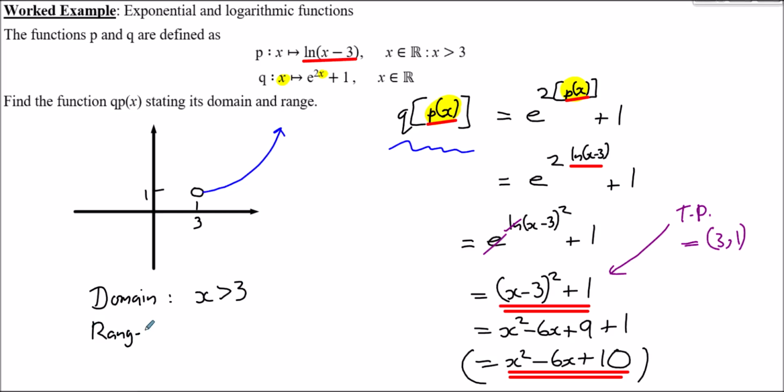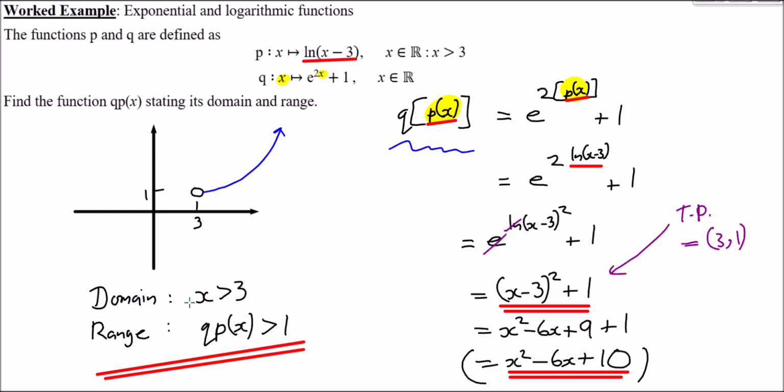and the range of what qp of x can be, qp of x, of course, the lowest it could have been would be at height of 1 when x is 3, but because x is excluded from being 3, actually the curve is always going to be greater than 1. So the range is qp of x greater than 1. So that's also that part done. So the function qp of x is this, and its domain and range are here.